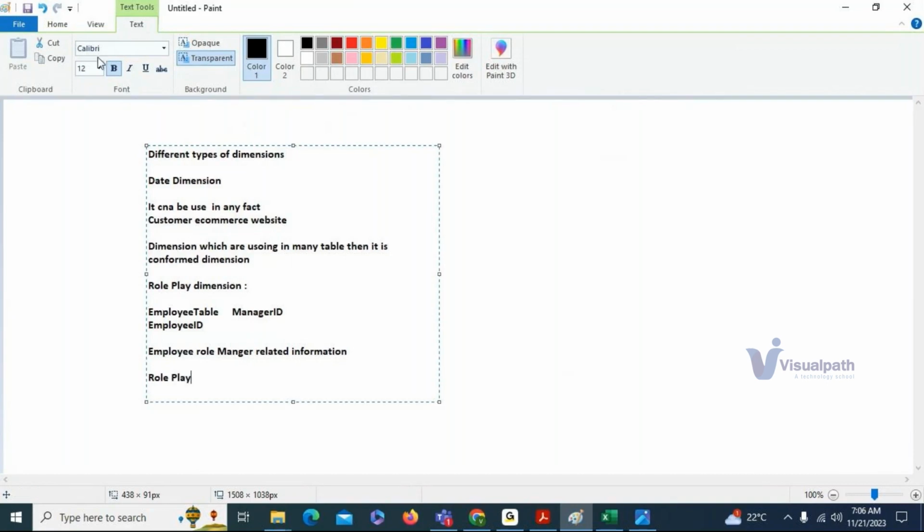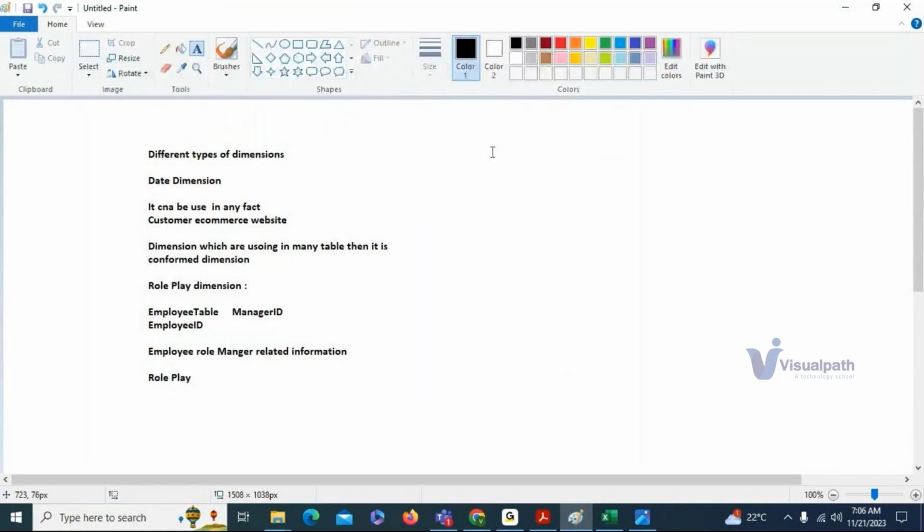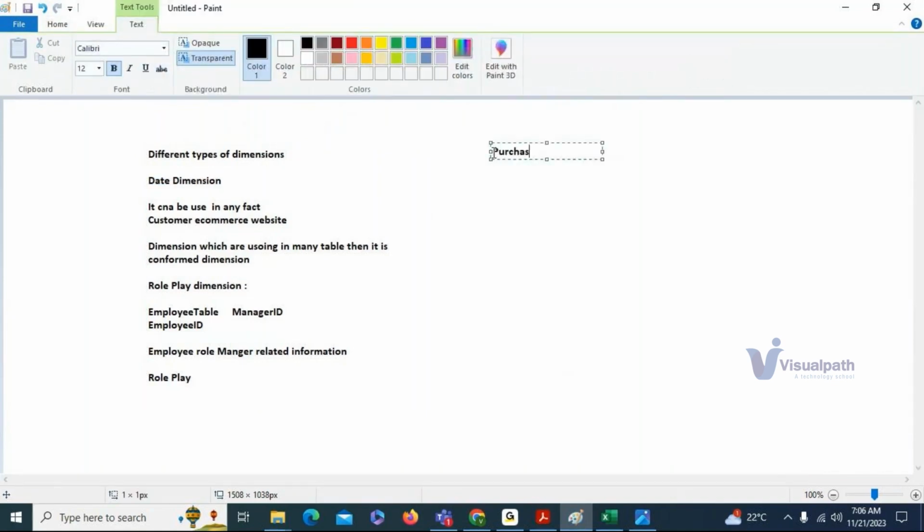Whenever you take a date, you will store the date key everywhere. As a customer, you have a purchase date, there will be a delivery date, and then a payment date. So the same date, you are going to use in different scenarios. That is the role play dimension.